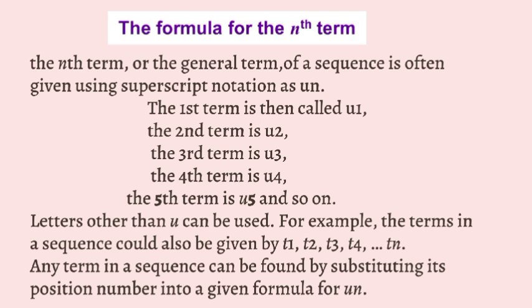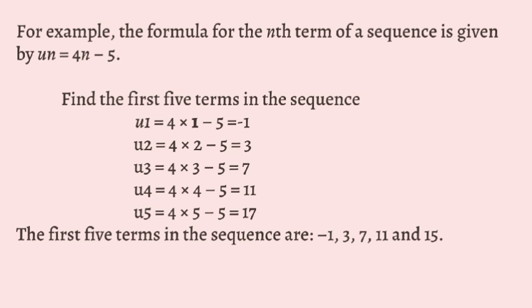Letters other than U can be used. For example, the terms in a sequence can also be given by T1, T2, T3, T4, and Tn. Any term in a sequence can be found by substituting its position number into a given formula for Un. For example, the formula for the nth term of a sequence is given by Un equals 4n minus 5.